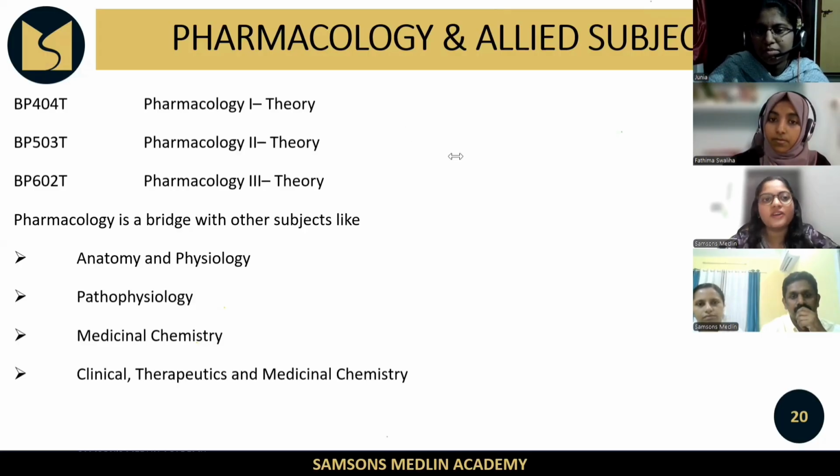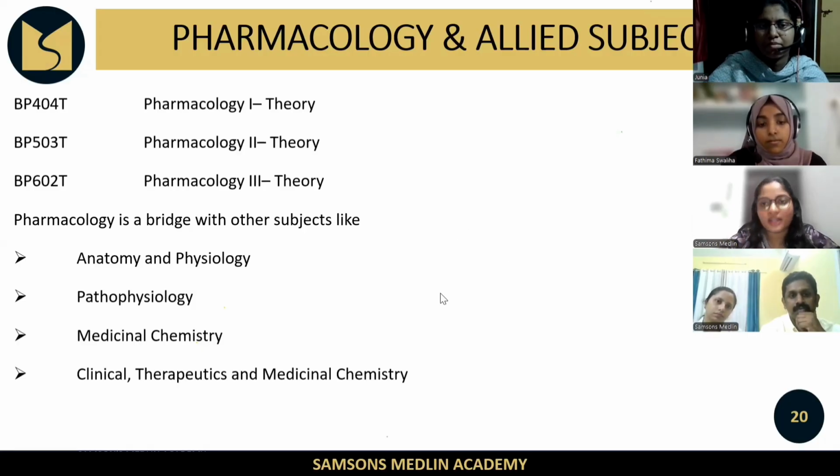Again, medicinal chemistry. What are you learning in medicinal chemistry? It is basically the structure and the designing of drugs. So if you have learned pharmacology, that is the basic thing, and then you can go to the structure. So that is also connected. Then you have clinical therapeutics, which is the application. So pharmacology can act as a bridge of all these 4 disciplines, right? That is a major significance of pharmacology. Also, if you're studying pharmacology, you can easily connect and learn other disciplines too. That is also a benefit.